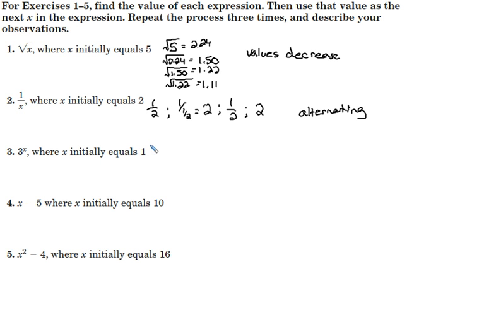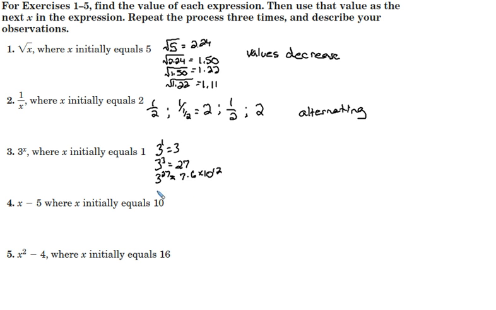Alright, and let's do number 3, where the function is 3 to the x power, where x initially equals 1. Well, the first iteration is just 3 to the 1, which is 3. And then we plug 3 into that. 3 to the 3 is 27. And then we start getting really big. 3 to the 27th power, if you do that on a calculator, there are so many digits that it has to convert to scientific notation. It is approximately 7.6 times 10 to the 12th.